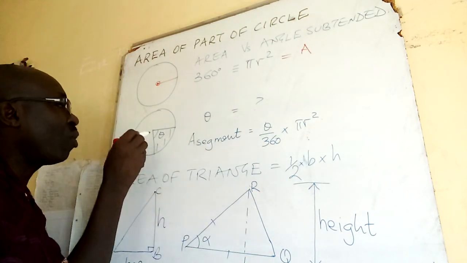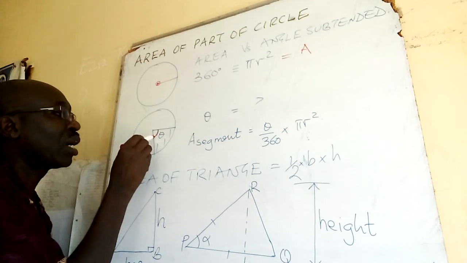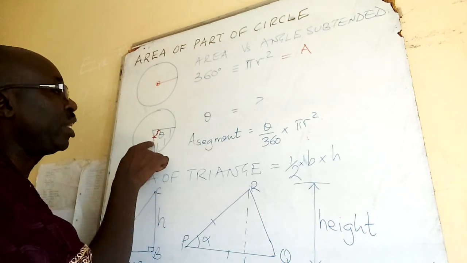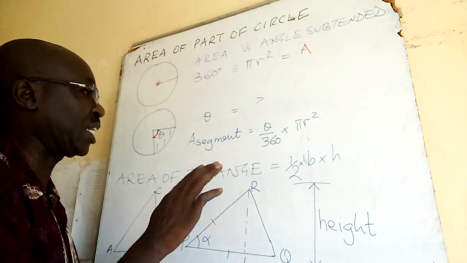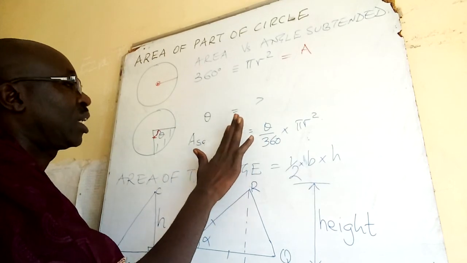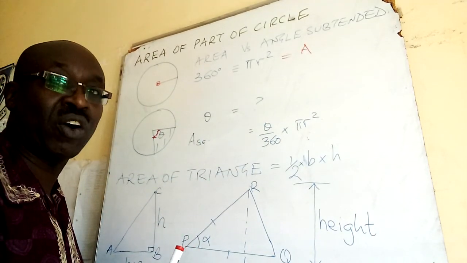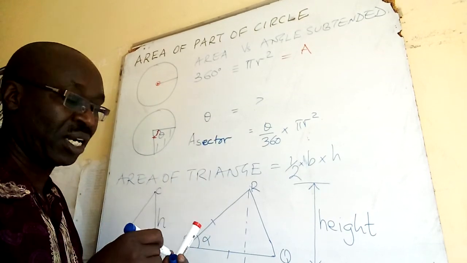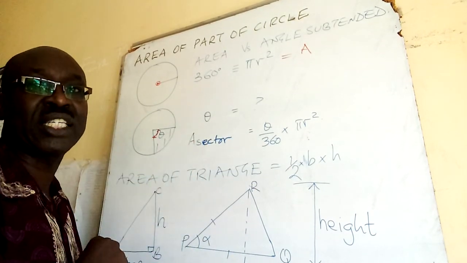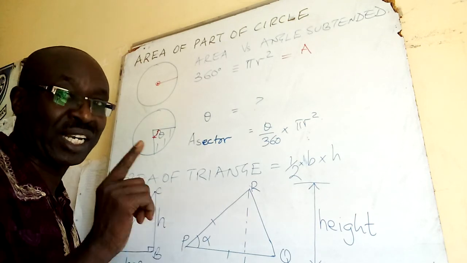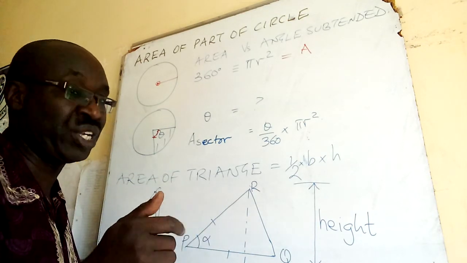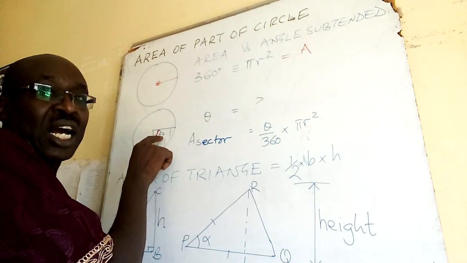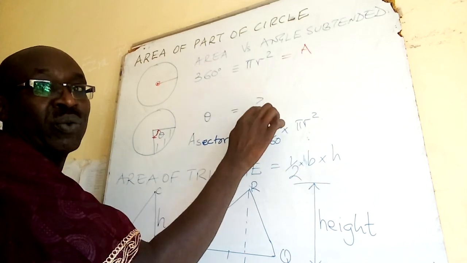But suppose now I have a small angle here, just a small angle, theta. What will be the area of this sector? That is called a sector. We shall learn about segment later, maybe lesson 2 or 3. So this angle here is theta. What area will it represent?